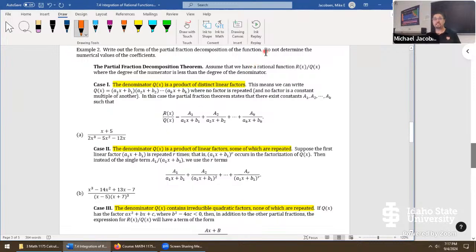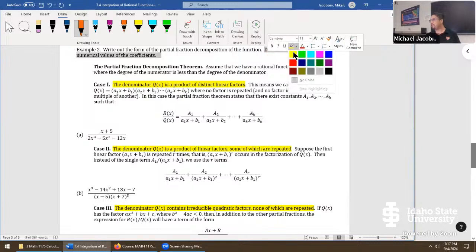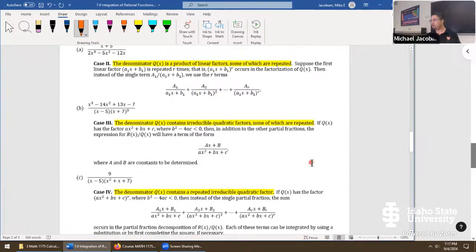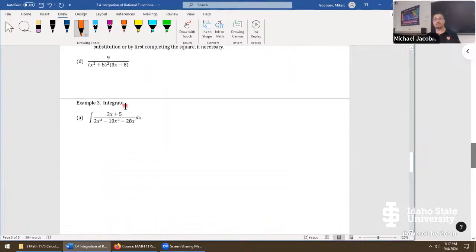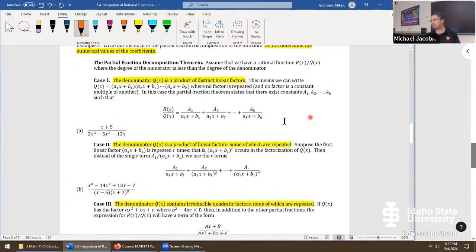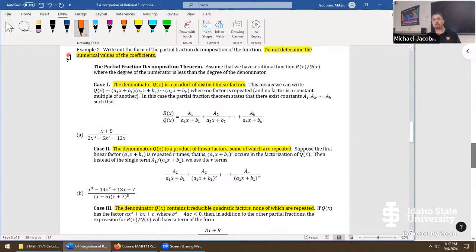Now, this could be a potential exam question as well. Watch out for any statement that goes like this. We're just writing down the form of the partial fraction decomposition. We're not going to solve for the coefficients on example 2. We'll do that when we solve these ones, starting on example 3. We'll perform the decomposition and solve for the coefficients as well. So think of example 2 as kind of a warm-up problem.